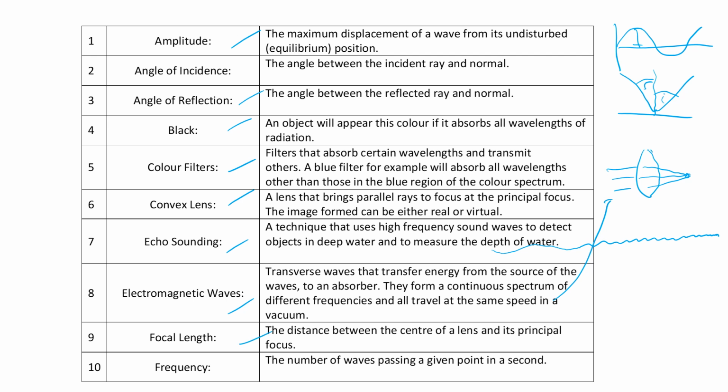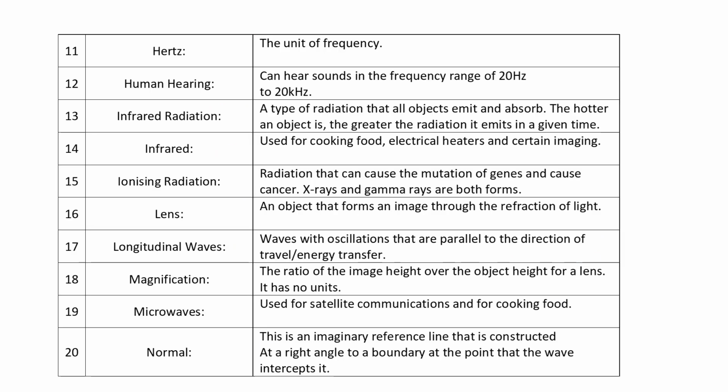The number of waves passing a point in a second is its frequency. The unit of frequency is hertz, Hz. Human hearing can hear sounds in the frequency range of 20 Hz to 20 kHz. A type of radiation that all objects emit and absorb. The hotter an object, the greater the radiation it emits in a given time. Infrared. Used for cooking, electrical heaters and certain imaging. Infrared.